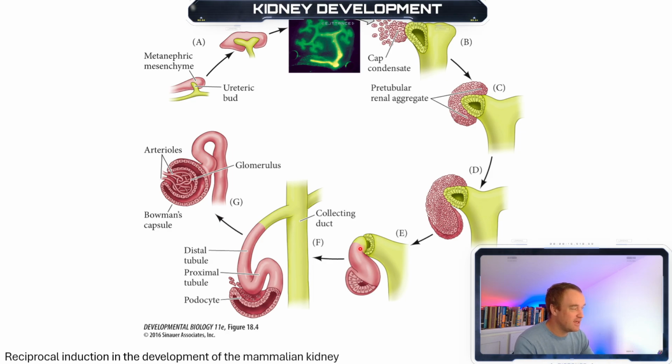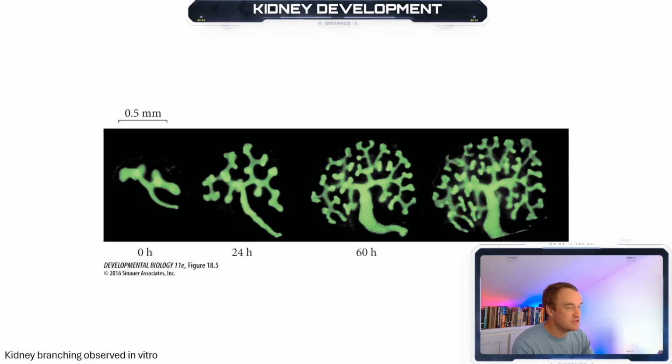And then a portion of the aggregated mesenchyme, this pretubule condensate, let's talk about these cells here, a portion of that becomes the nephron. So that's the renal tubes and Bowman's capsule over here. While the ureteric bud becomes the collecting duct for urine. So that's in a nutshell what's happening here. So we're going to look a little bit closer at some of this stuff.